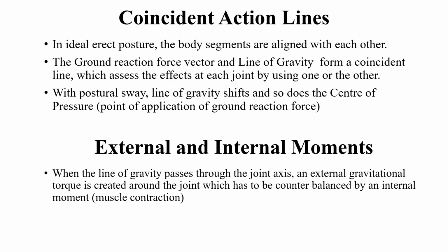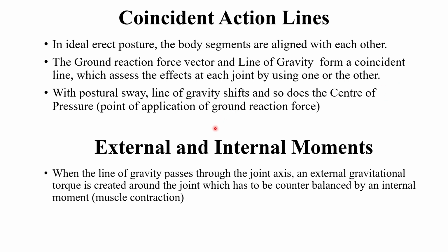You also have something called coincident action lines. Now, in ideal erect standing postures, the body segments are supposed to be aligned with each other. If the ground reaction force vector and line of gravity are considered, they generally form a coincident line, which helps us in assessing the effects of all the destabilizing forces at each joint. Now, in case there is a postural sway, the line of gravity shifts a little, and because the line of gravity shifts, even the center of pressure will shift.